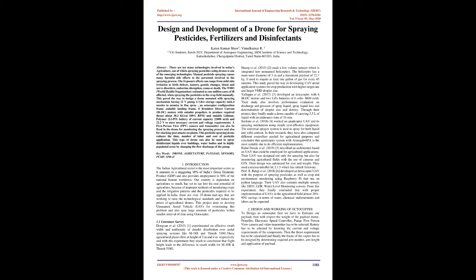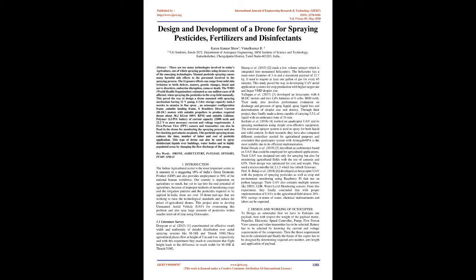Keywords: drone, agriculture, payload, sensors, pump, spray. 1. Introduction. The Indian agricultural sector is the most important sector as it amounts to a staggering 18% of India's gross domestic product, GDP, and also provides employment to 50% of the national human workforce.